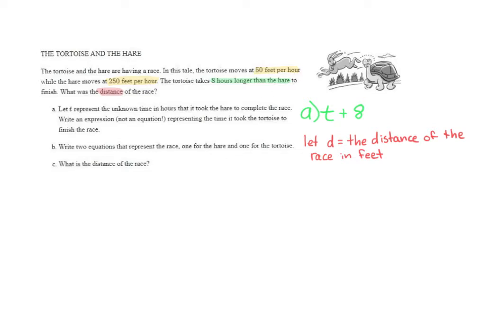Okay, I'm actually going to write my equation for the hare first. So I'll start with D, the distance the hare ran, is 250 feet per hour, that's the rate, times T, that's the time. Right, so distance equals rate times time.